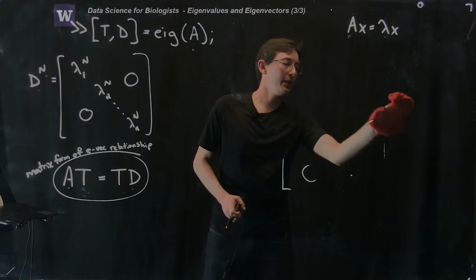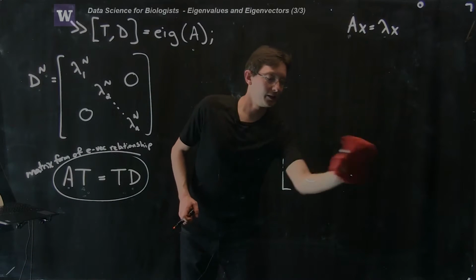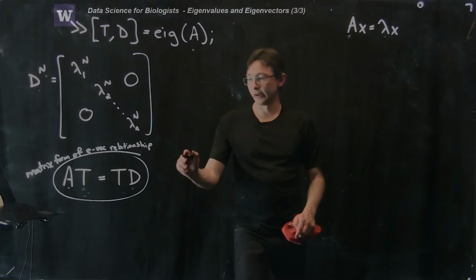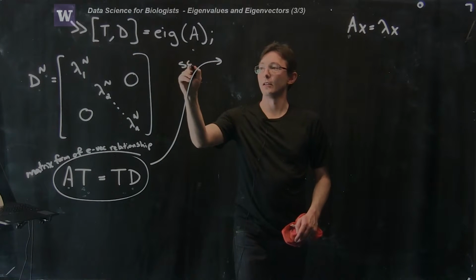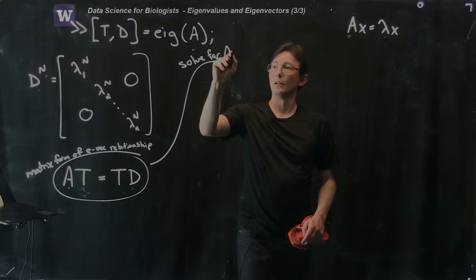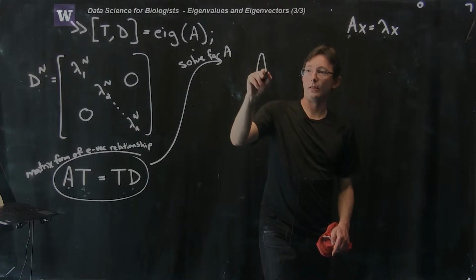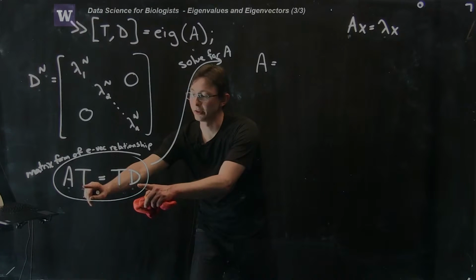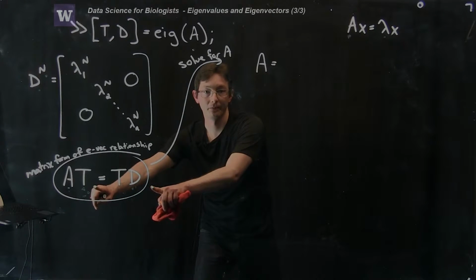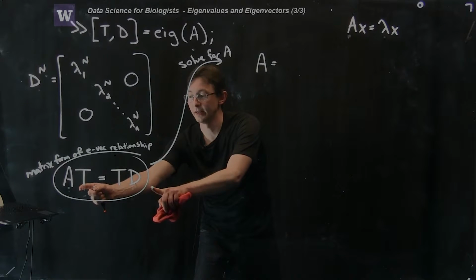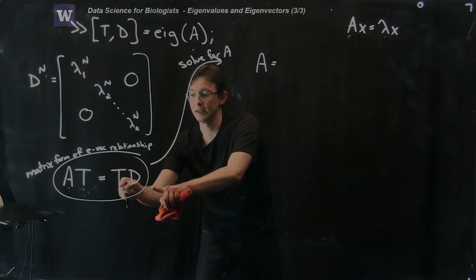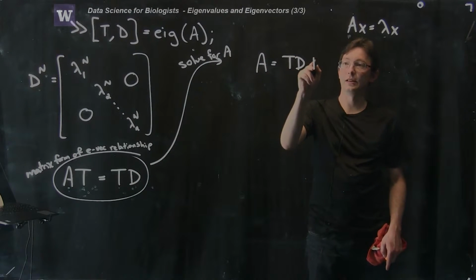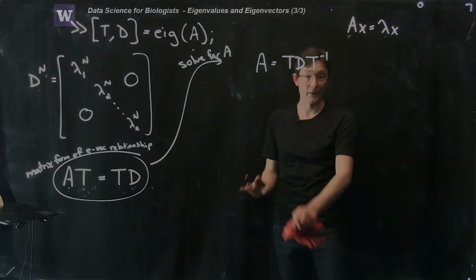Why would I want to solve for A in this way? Well, we're going to find that, for example, if I take A to a power, then writing it in the following way is going to be really useful. So we can solve for A, and we solve for A in the following way. We say A equals T times D, and then I multiply both sides by the inverse of T. T times inverse T is the identity, and I get A equals T D T inverse. Matrix T times matrix D times matrix T inverse. This is what A equals.